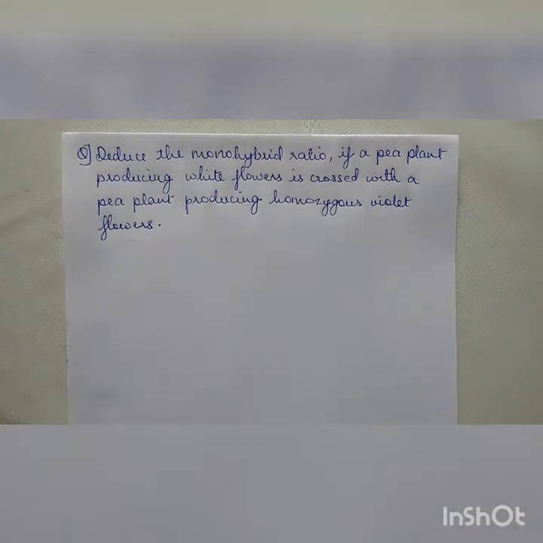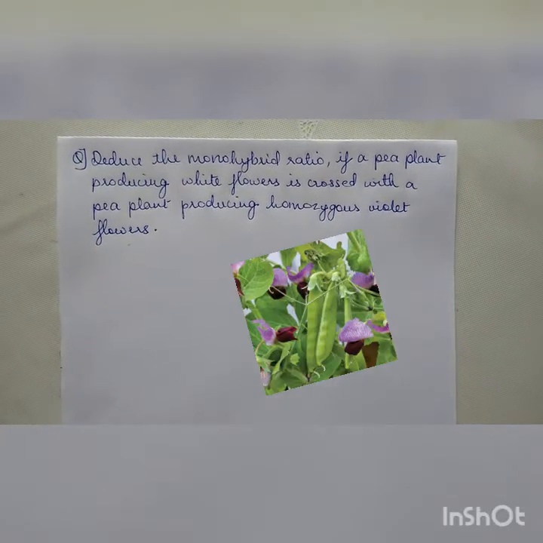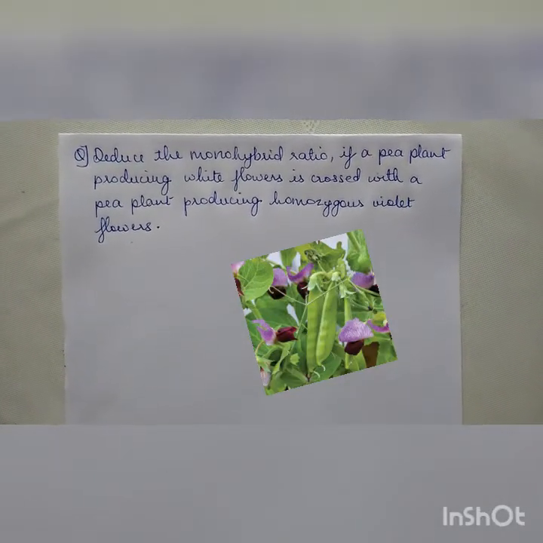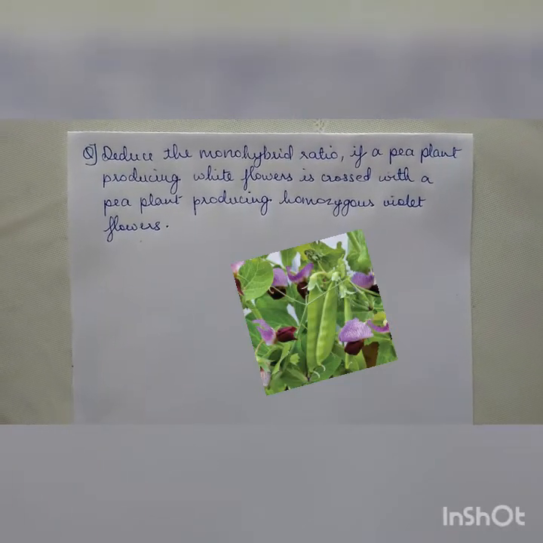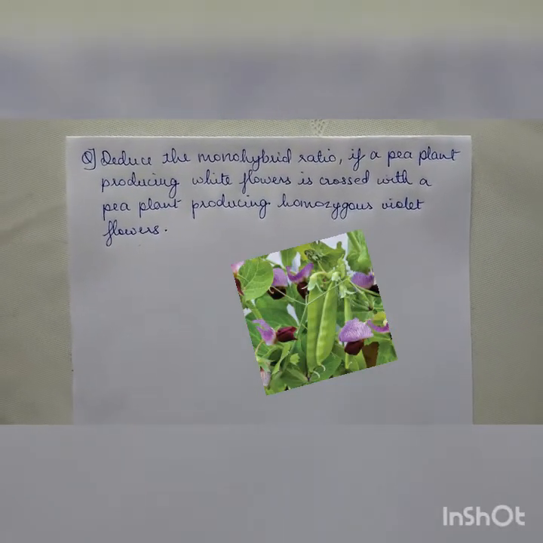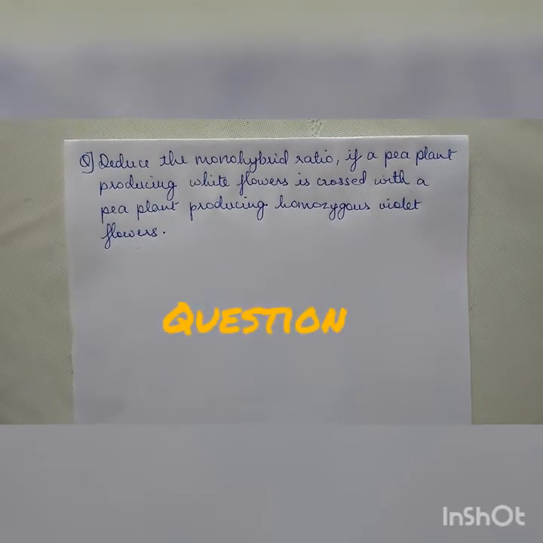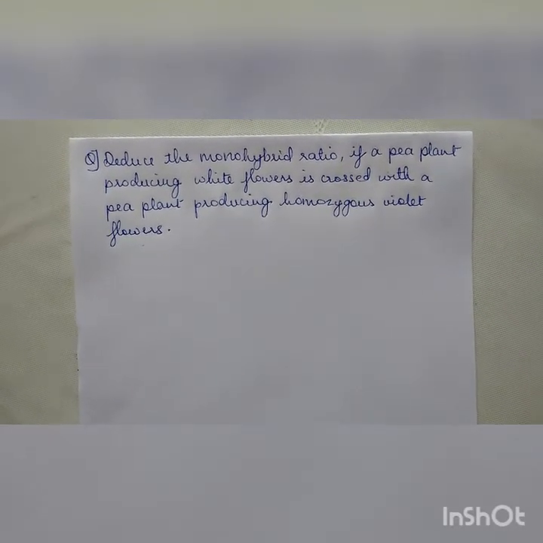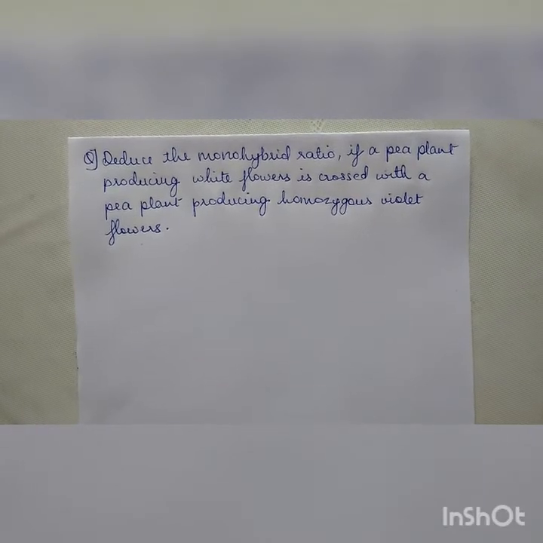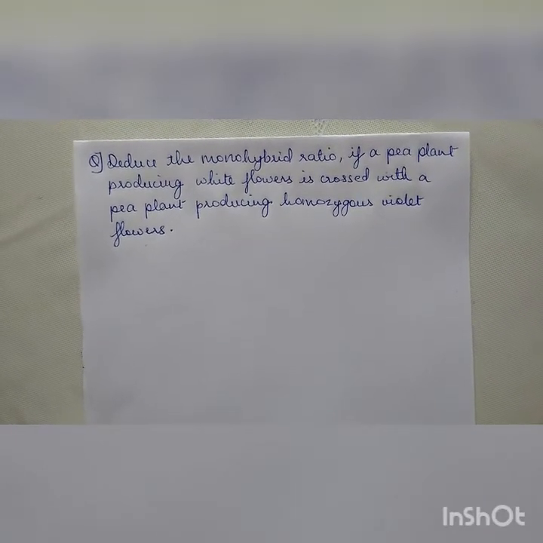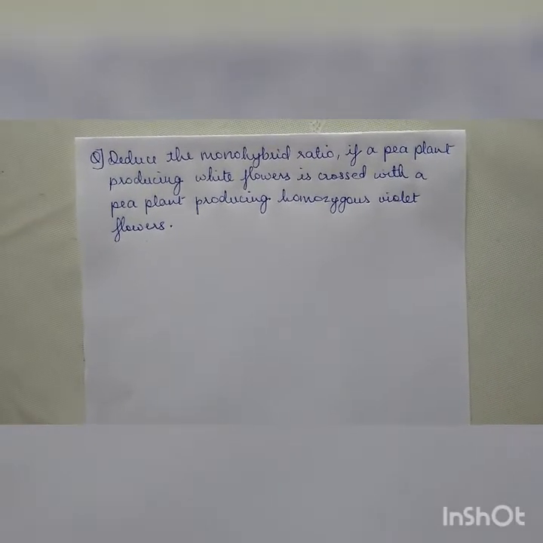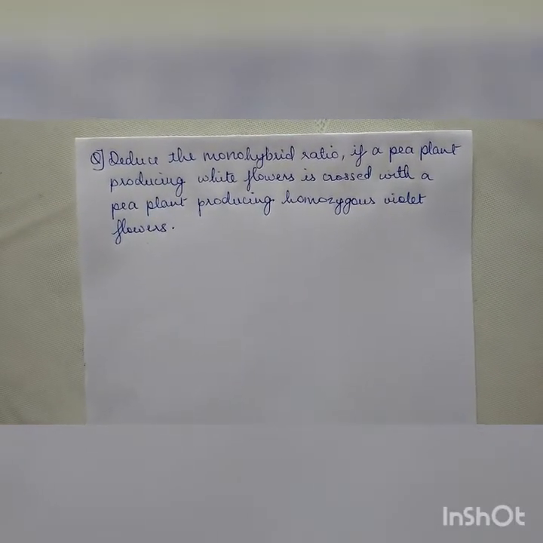Good morning, students. Today we shall deduce and work out a monohybrid ratio with respect to flower color in Pisum sativum, that is the pea plant. The question is, deduce the monohybrid ratio if a pea plant producing white flowers is crossed with a pea plant producing homozygous violet flowers. Now in this question we have already been given the two parents.